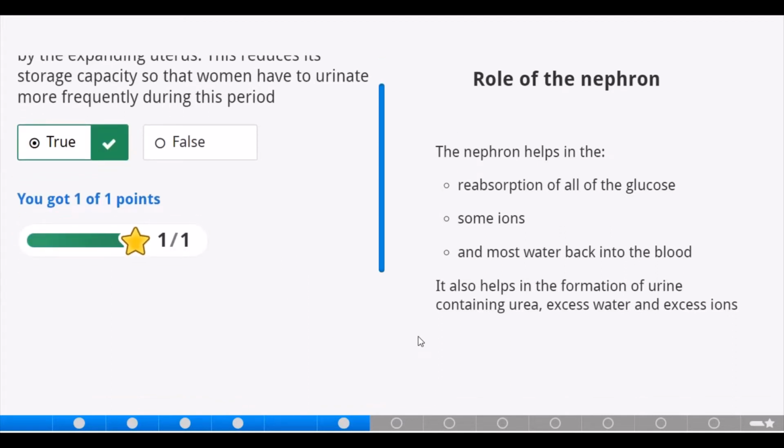Role of the nephron. The nephron helps in the reabsorption of all of the glucose, some ions, and most water back into the blood. It also helps in the formation of urine containing urea, excess water, and excess ions.